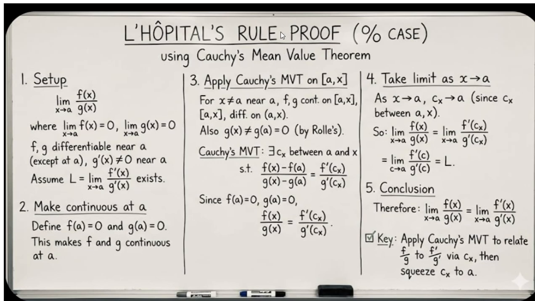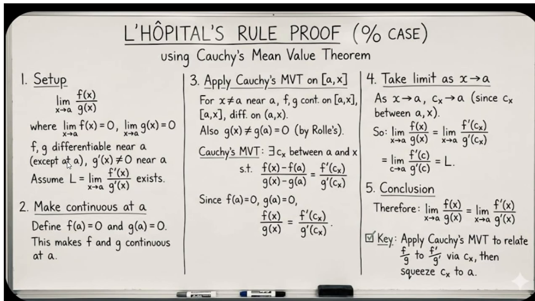Whenever you get the function value in 0 by 0 form, for example, suppose you want to find the limit of f of x by g of x, but we get the limit of f of x as x tends to a equal to 0 and the limit of g of x as x tends to a equal to 0, so we get 0 by 0 form. In that case, the provided condition is that f and g should be differentiable near a, except at a.